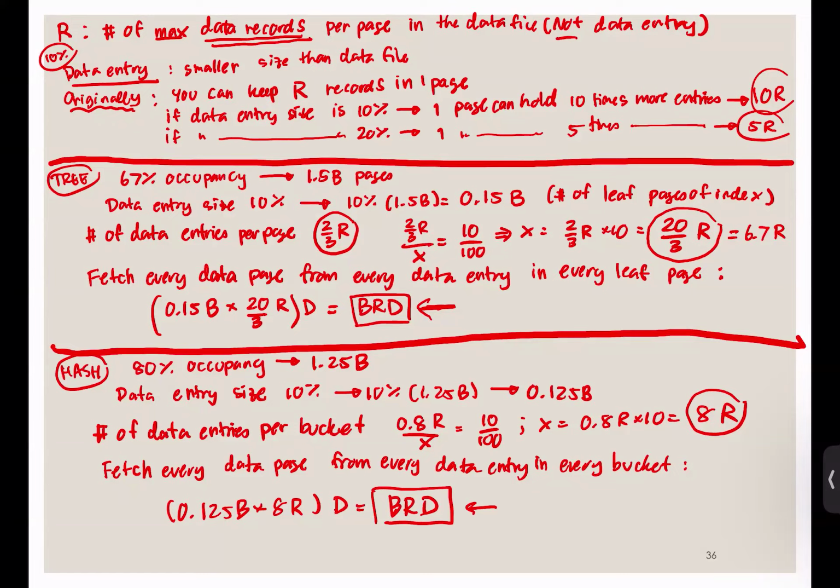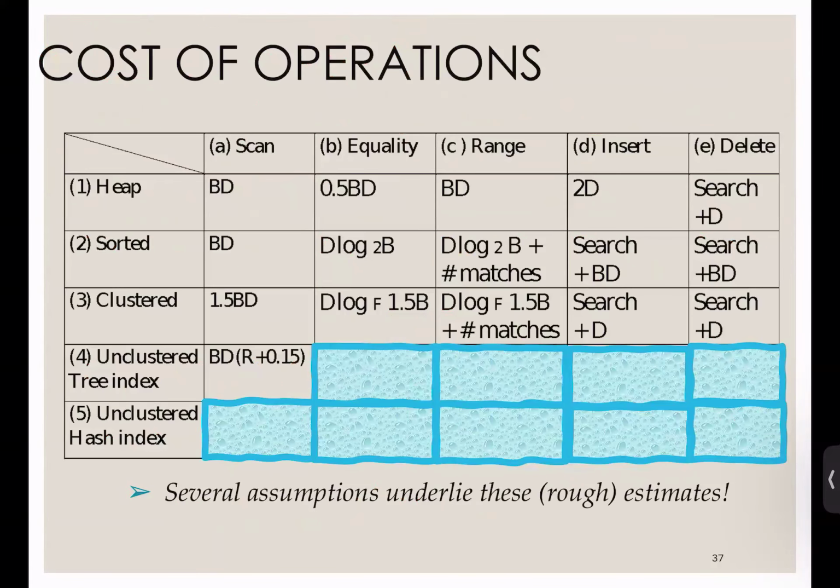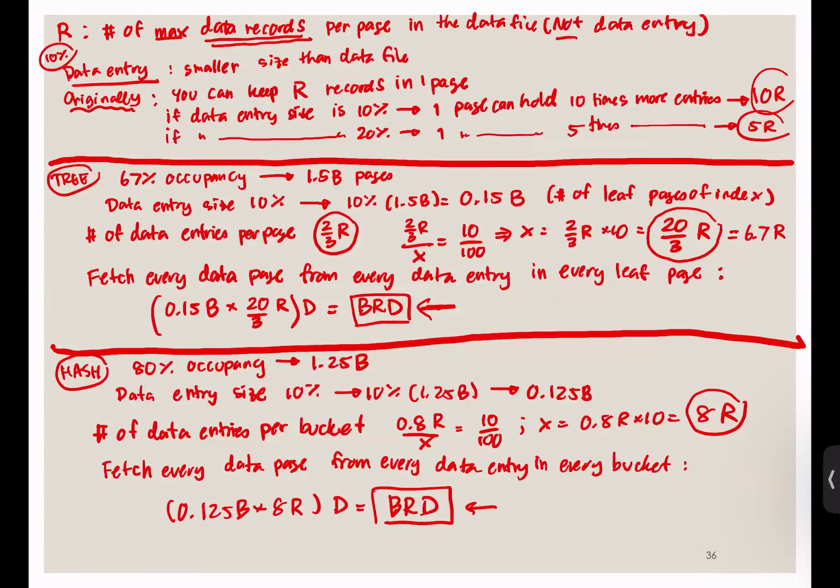Actually, I don't have to explain all of these things to you, but you may have questions. How do we get to BRD? Because here, if you look at the cost of scanning, we have BRD plus 0.15 BD. Like, where? How do we get to BRD? That's how we get to BRD.